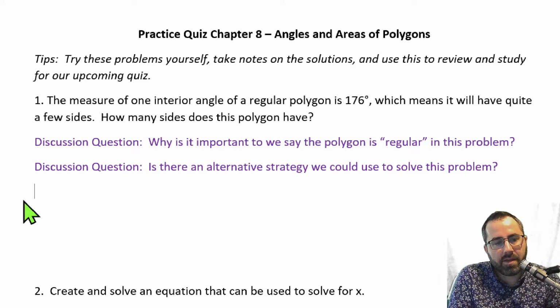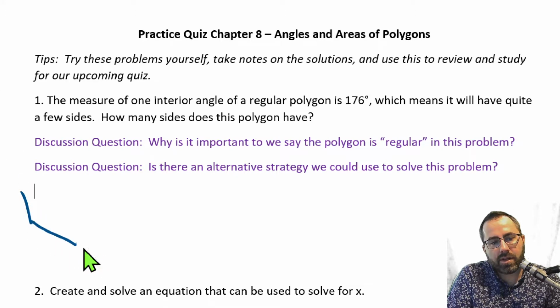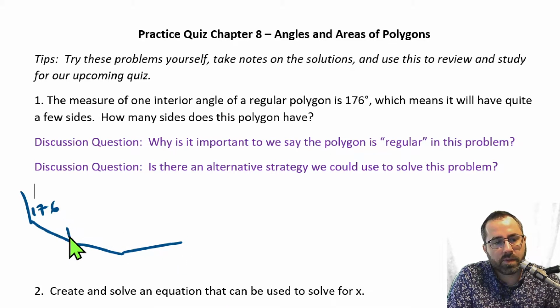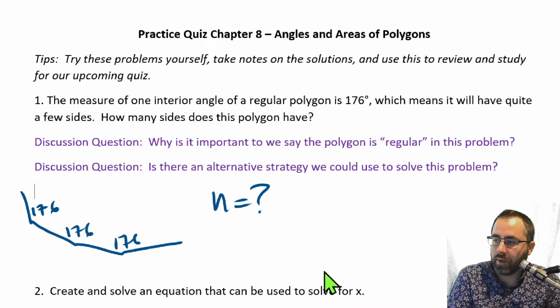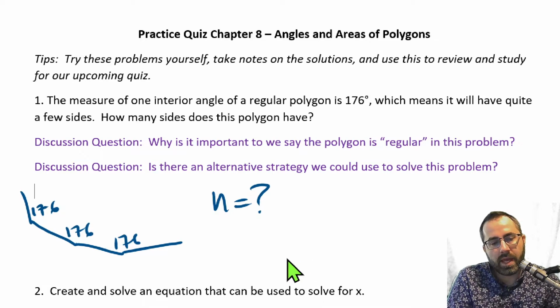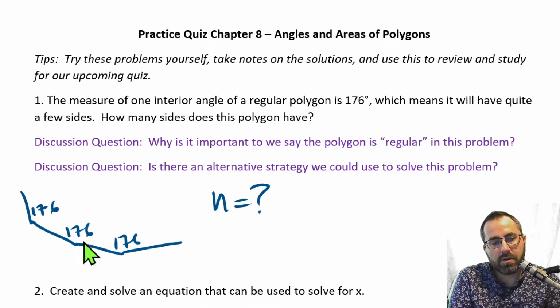So if the interior angles are each 176, then if you started to sketch this polygon, it would look something like this. Each angle here is 176. And the question is, of course, how many sides does it have? So n equals how many? Well, there's two different ways to do this. One way is to create an equation using the n minus 2 times 180 formula. And another way is to use exterior angles. And since the sum of exterior angles for a polygon is always 360, you can just use that fact.